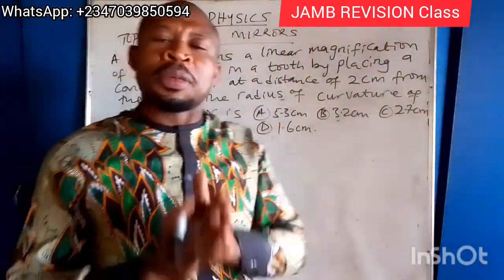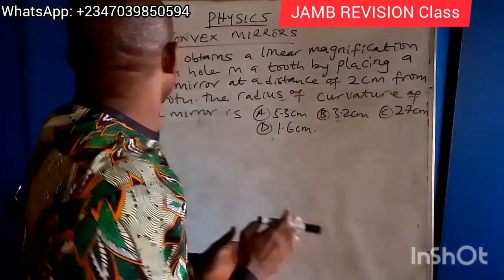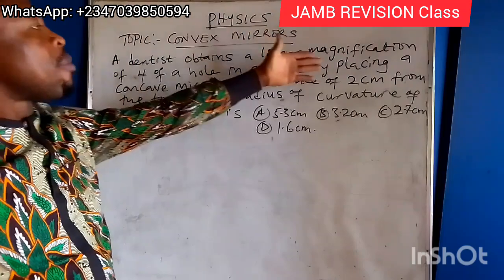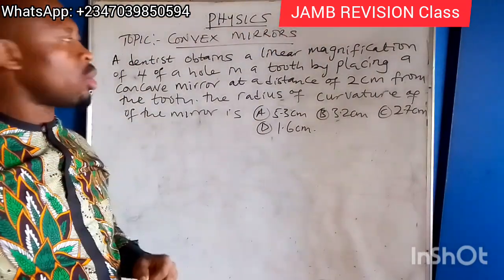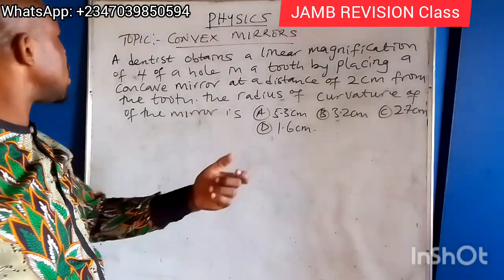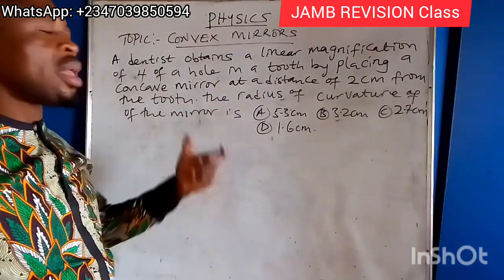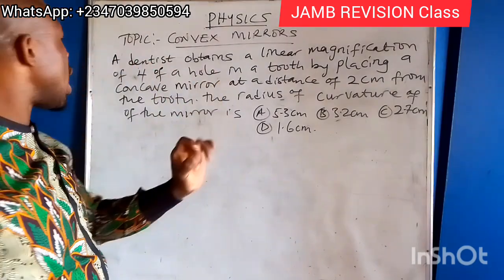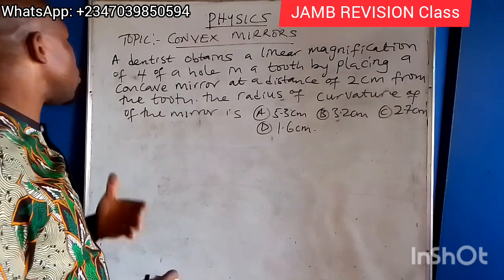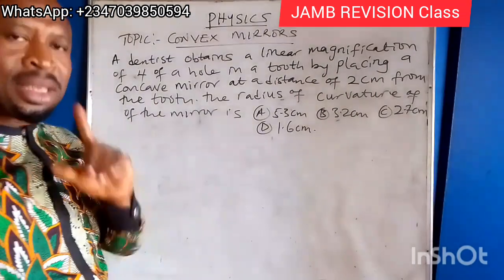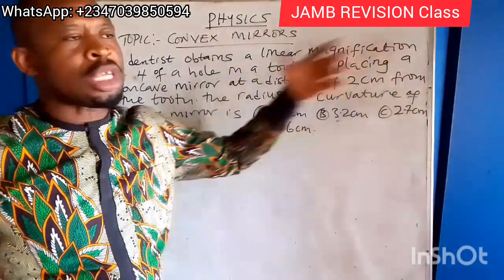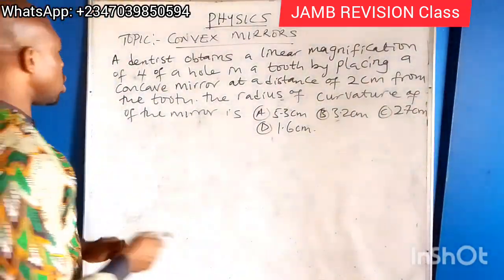Second question. This question says, a dentist obtains a linear magnification of 4 of a hole in a tooth by placing a concave mirror at a distance of 2 cm from the tooth. The radius of curvature of the mirror is dash. Now the radius of curvature must be one of these options.